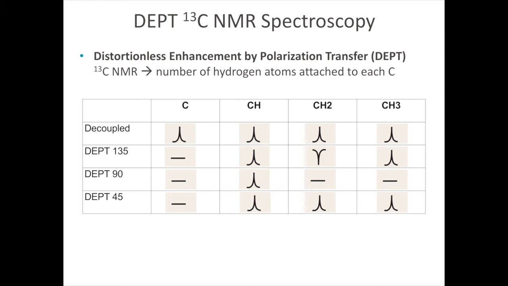And there will be an inverse signal, this is new, if it is a carbon with 2 hydrogens attached. Okay, so that's that sequence. The second sequence is the DEPT 90 sequence. In this sequence, the only signal that will be seen is the carbon with 1 hydrogen attached. Finally, we have the DEPT 45. In this sequence, all types of carbons will be seen except for the quaternary carbon.